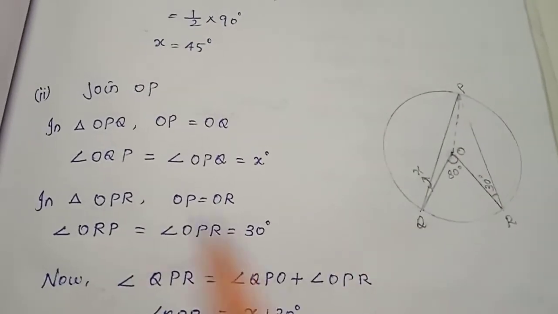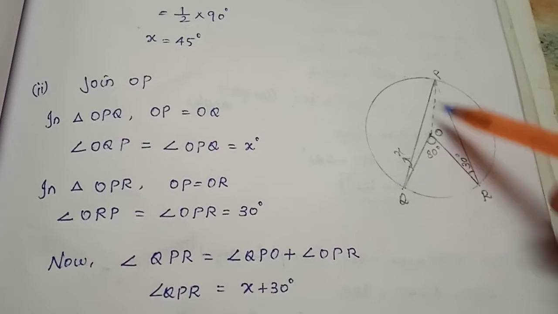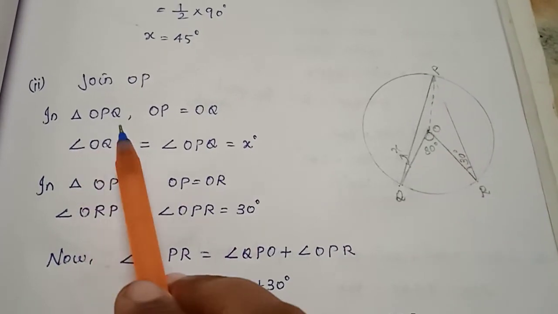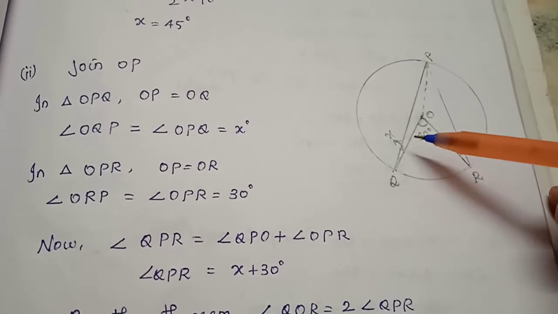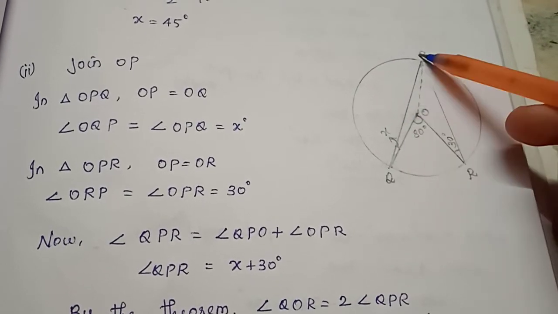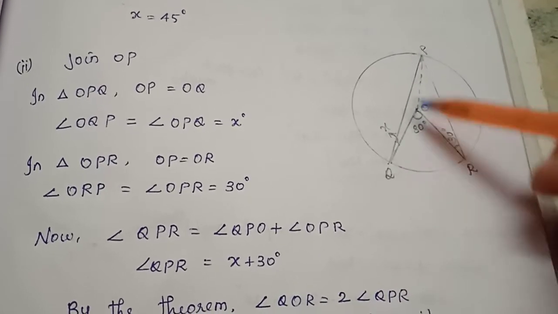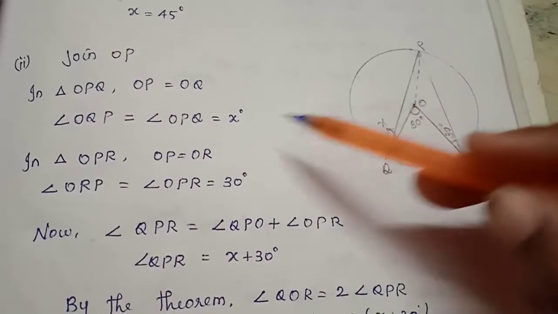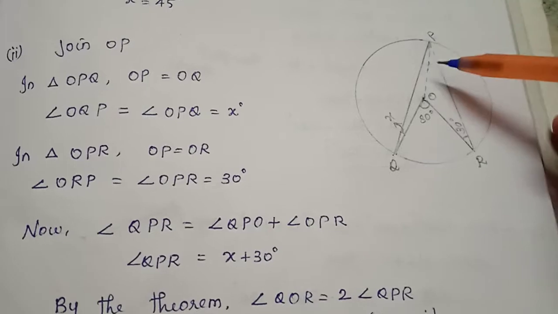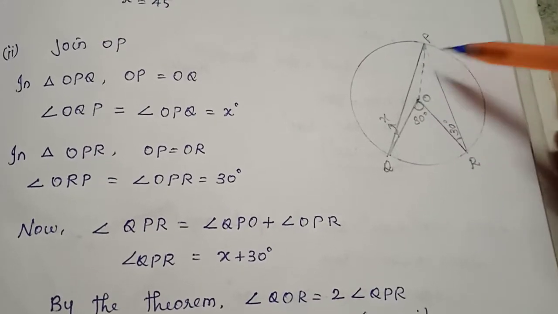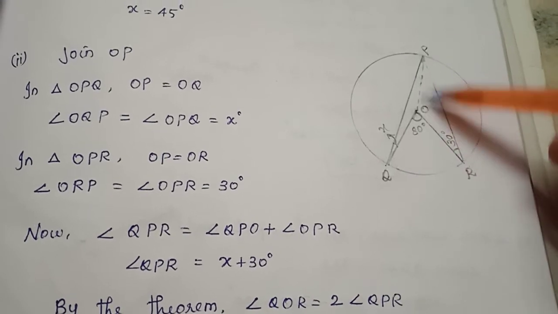So first we'll write that we join OP. Then in triangle OPQ, OP is equal to OQ, so that angle OQP is equal to angle OPQ. These two angles are equal, both equal to x degrees. Now we'll leave this triangle and consider triangle OPR. We'll take this triangle.